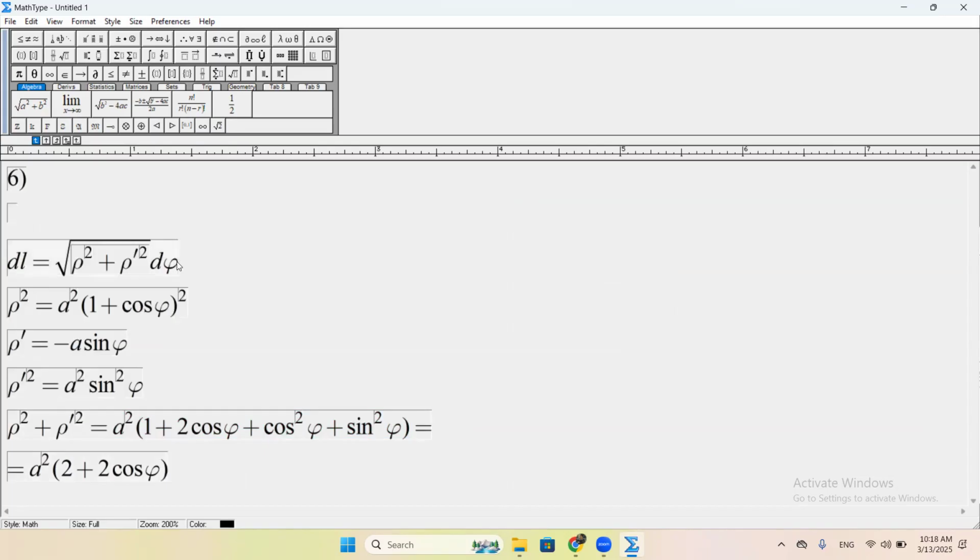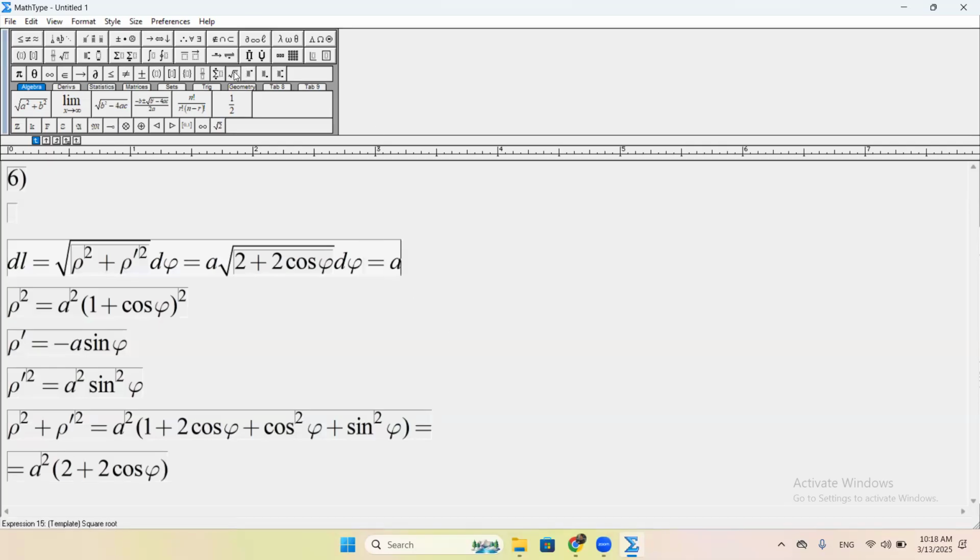So the differential of the length of the curve will be the following: a square root of 2 plus 2 cosine of phi, d phi. But it's not convenient to calculate the square root of a trigonometric expression. But here we see the formula of power reduction.